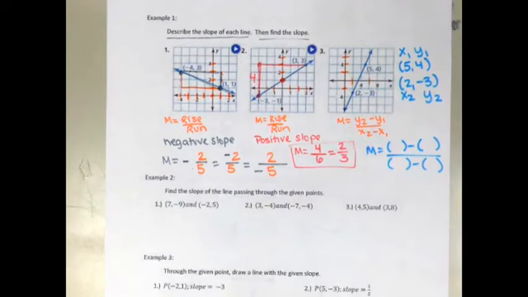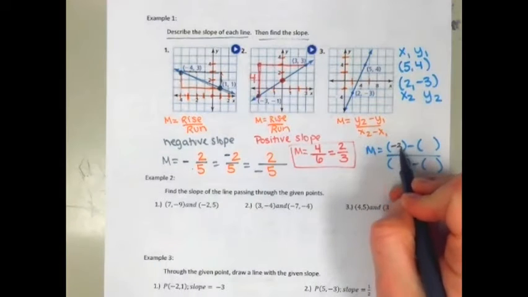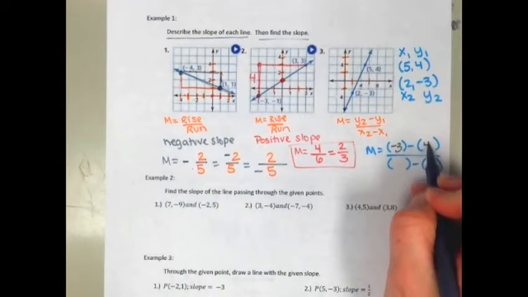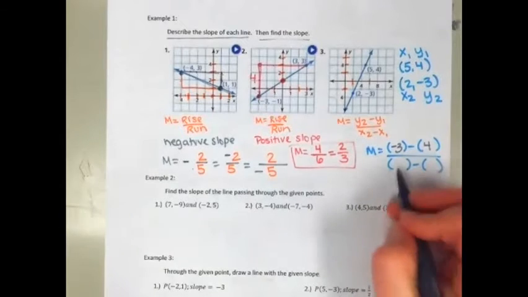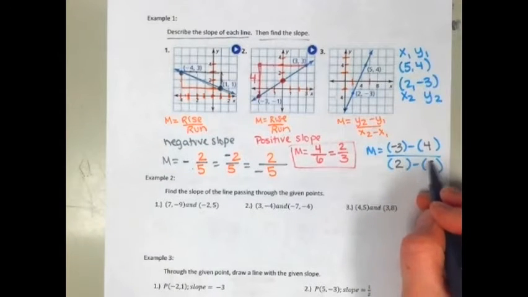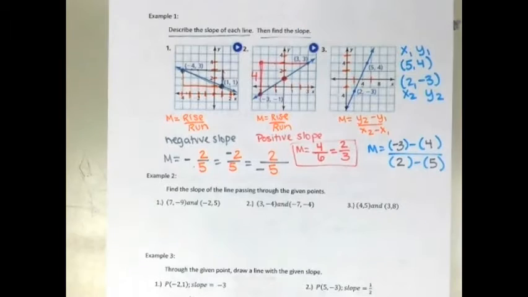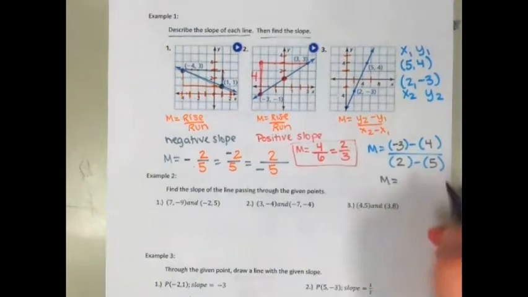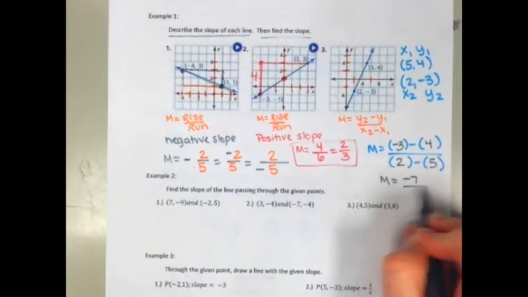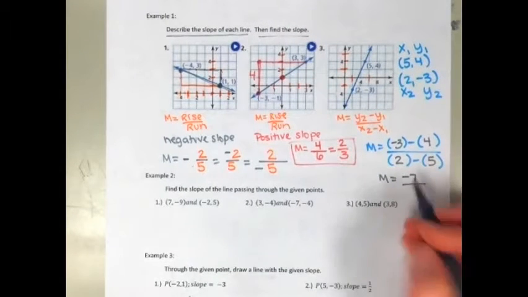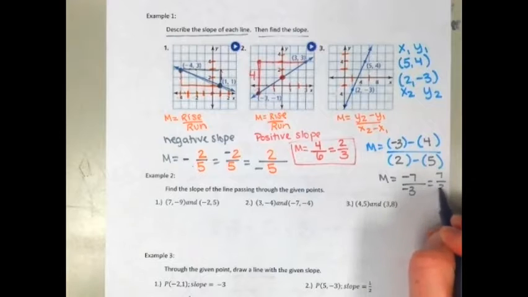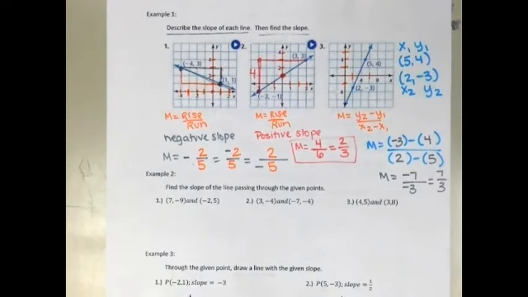So what is my y2? What do I have labeled as y2? -3 minus y1, 4, over x2, 2, minus x1, 5, right? So what's -3 minus 4? -7 over 2 minus 5, -3. And a negative over a negative is a positive. So we get a positive 7/3. Okay. All right. Now, example 2, to find the slope between the 2 points.